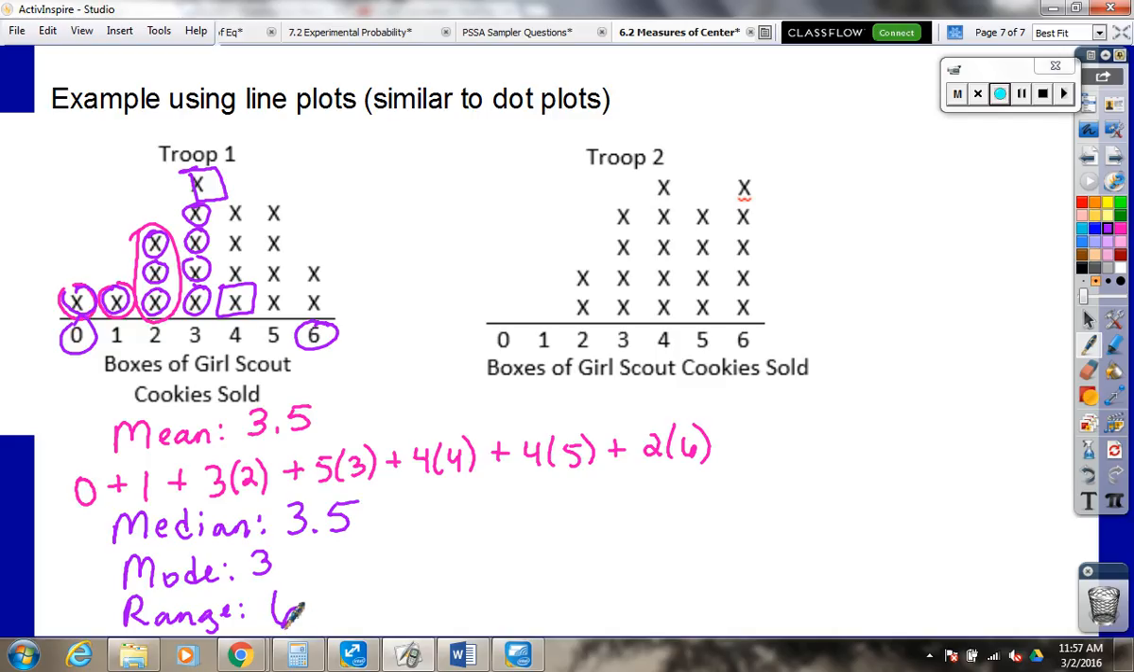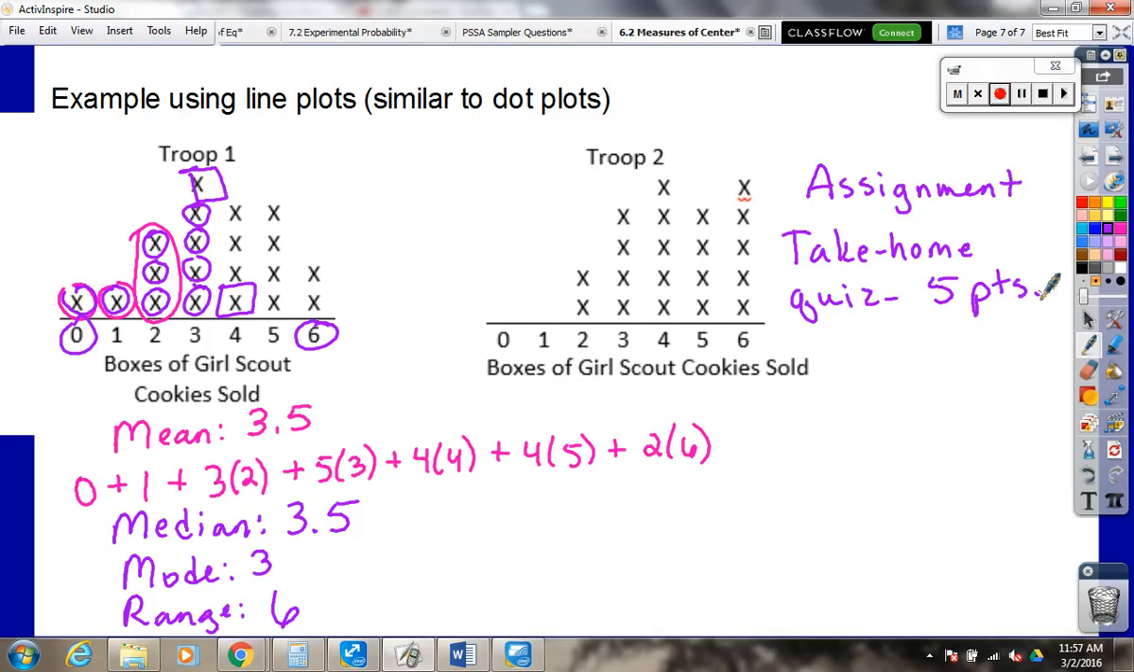Okay, take a second and find the data for, actually, you know what, we're running out of time, so I want you to find the data for this. Your assignment is a worksheet, and it's going to count as a quiz. So it's going to be a take-home quiz. 5 points.